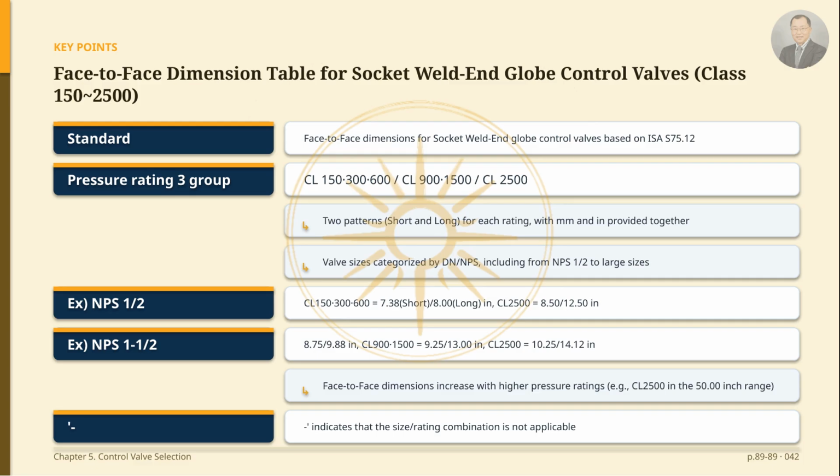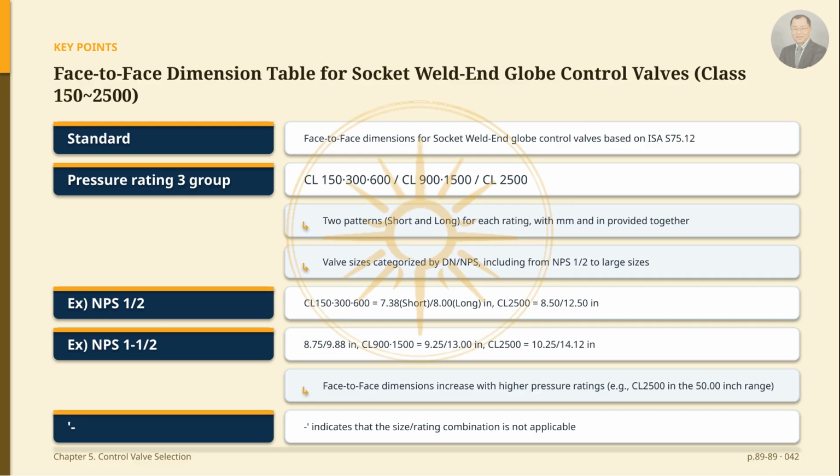For Class 150, 300, and 600, while for Class 2500, it is 8.50 inches for short and 12.50 inches for long. For NPS 1.5 inches, it is 8.75 inches and 9.88 inches, and for Class 900 and 1500, it is 9.25 inches and 13.00 inches. As you can see, as the pressure class increases, the face-to-face dimensions also increase, reaching up to the 50.00 inches range for Class 2500.